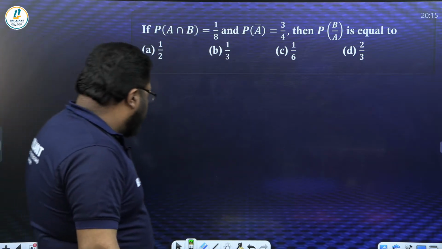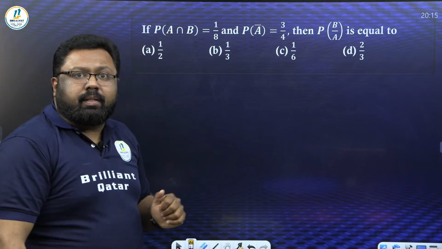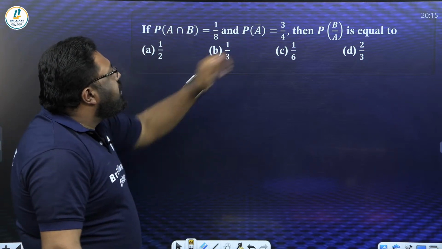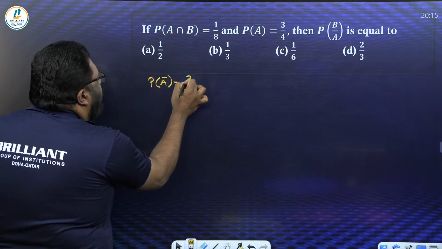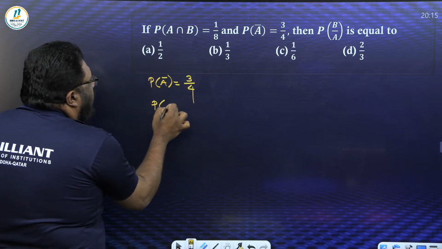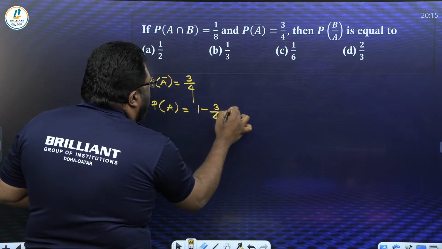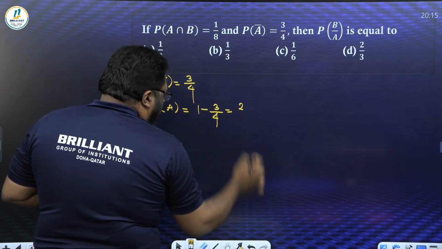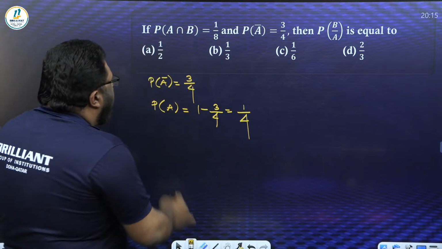Here comes the next one. Listen to the question, all of you. A intersection B is given to you this time, 1 by 8. A bar is 3 by 4. So P of A bar equals 3 by 4. Then what is the complement P of A? 1 minus 3 by 4, correct? Which is equal to 1 by 4. Correct? Now I want P of B by A.